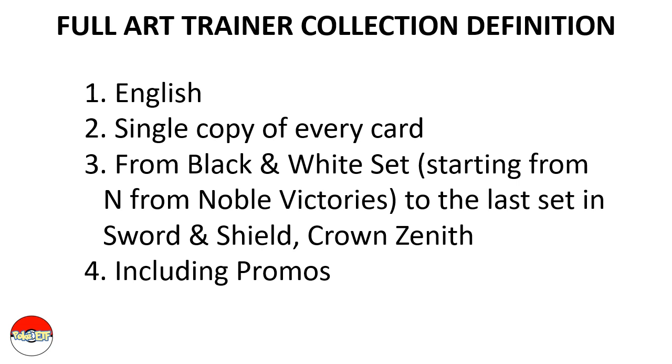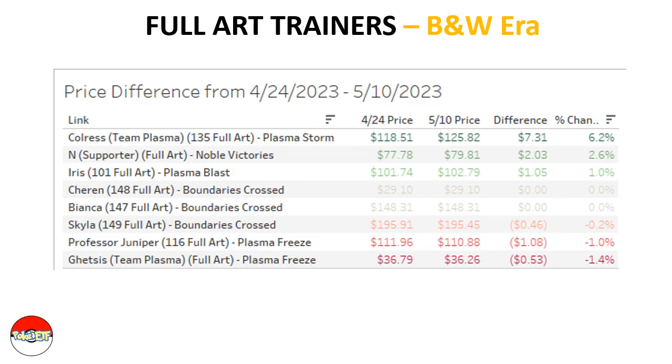And so now we're looking at the full art trainers from the Black and White era. You can see Cheren is up top with a 6.2% increase, and Ghetsis from Plasma Freeze with a 1.4% decrease in price.